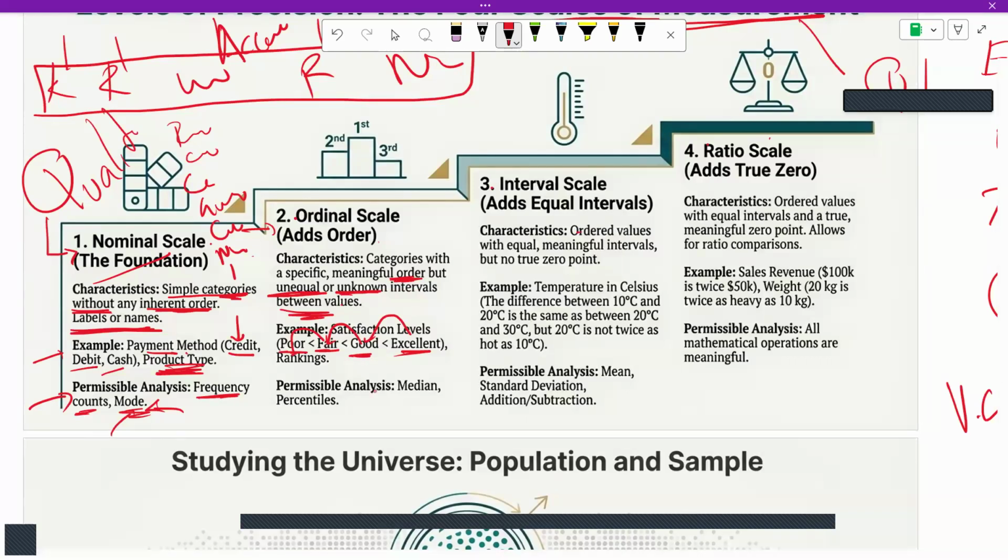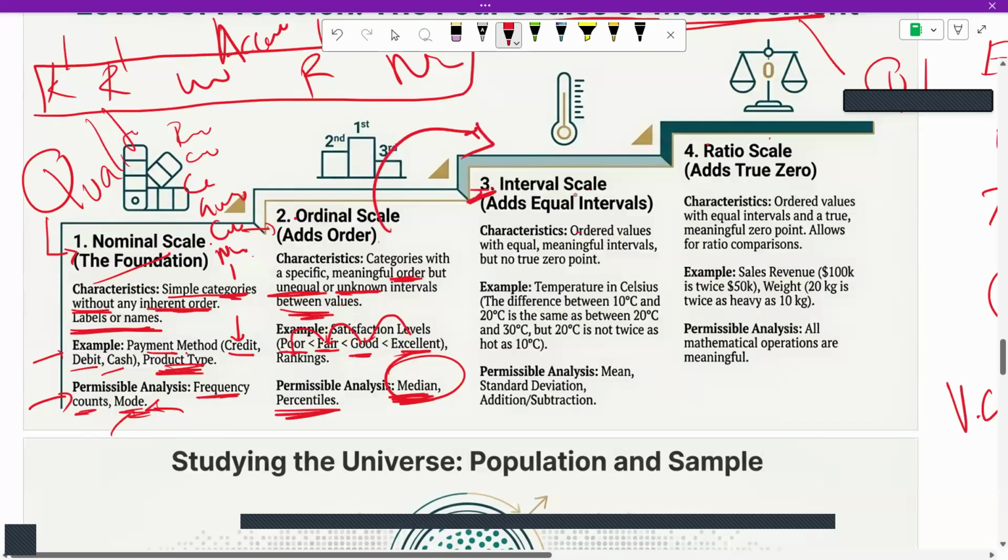What kind of analysis we can do is median analysis. Median is a central point, and percentile. And now we move a little advance of this, to the interval scale.